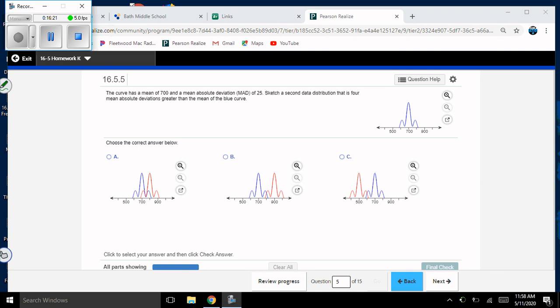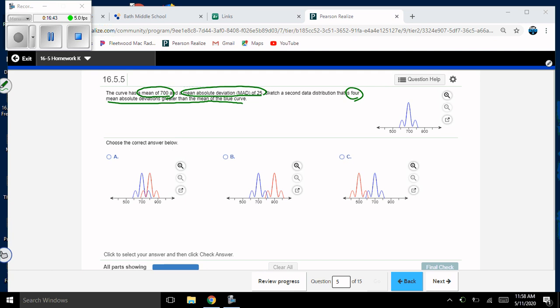So here's a couple things to pay attention to. It says here we have a mean of 700 and we have a MAD of 25. Okay, those numbers are going to be important. It says sketch a second data distribution that is 4 MADs greater than the mean of the blue curve.